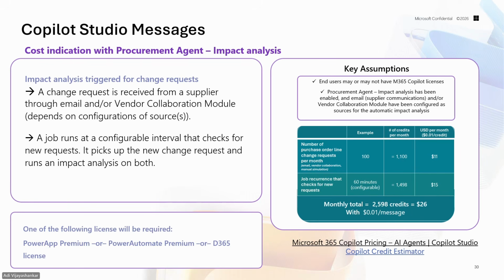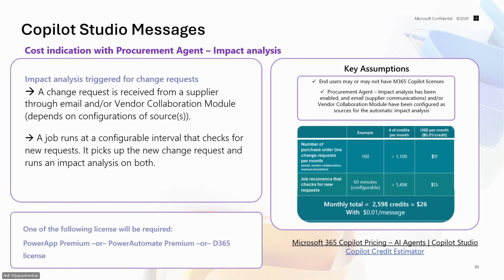A longer interval, like the one being used in this example, 60 minutes, would mean that if a new change request comes in, you wouldn't immediately see whether it has a downstream impact or not. So if it's critical to see them, we recommend a smaller job recurrence. But we're also looking at other ways of solving this.